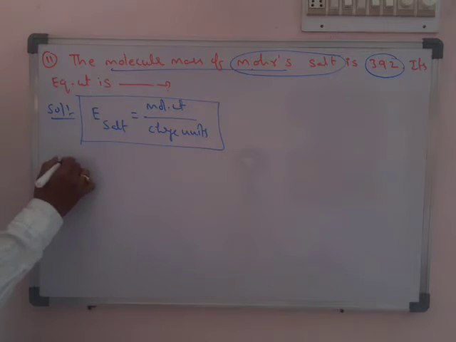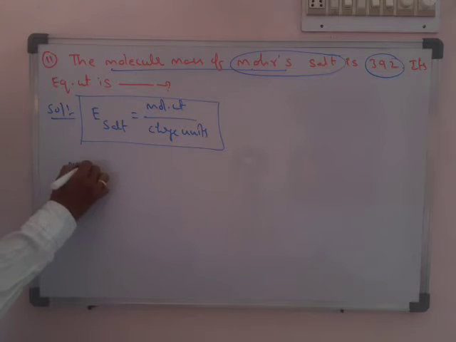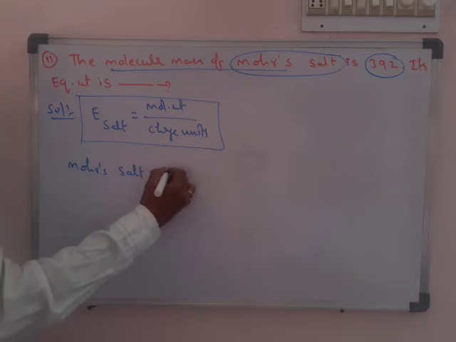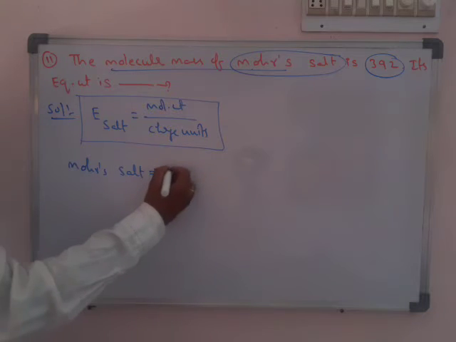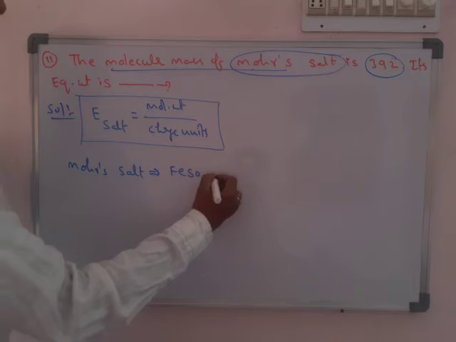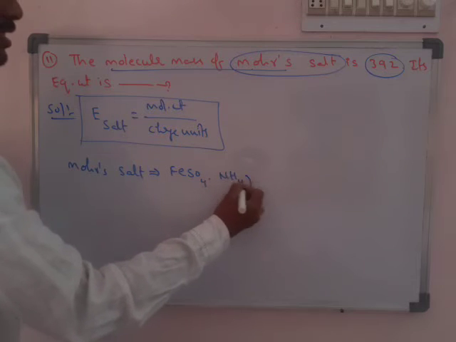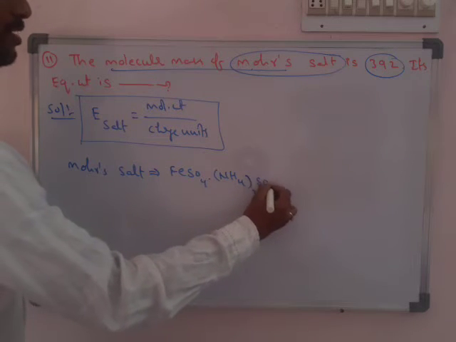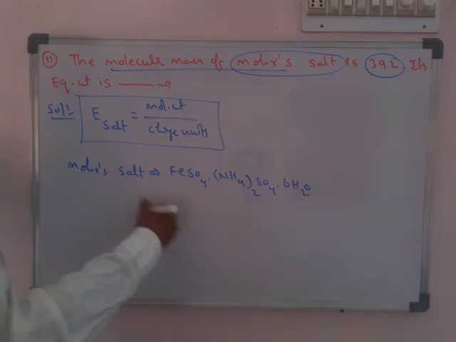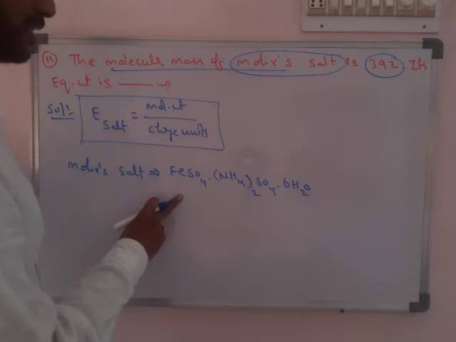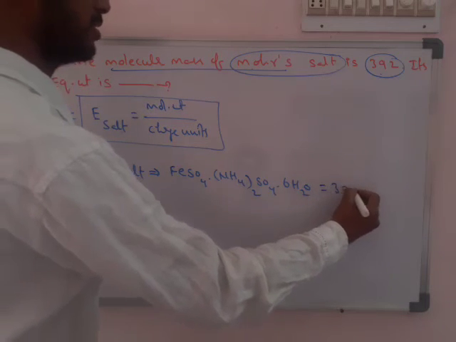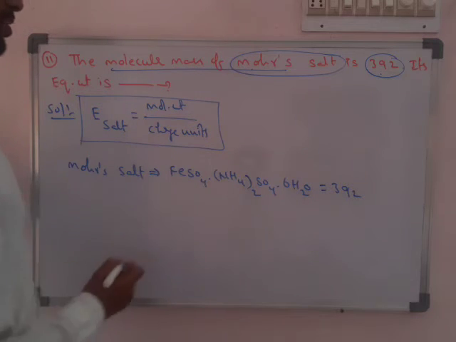So what is the Mohr's salt formula? Mohr's salt is also known as ferrous ammonium sulfate. Its exact formula is ferrous sulfate, ammonium sulfate with 6H2O molecules. Overall in this molecular weight, iron 56, with all this calculation we will get 392. Molecular weight is 392. And what is the charge?